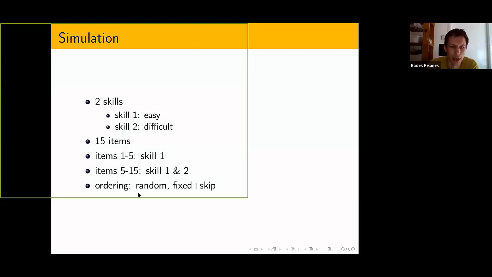And we consider their learning in the random order and in fixed order with some small probability of skipping. In this way, we try to simulate something that we observe in our real-life learning systems, that typically students proceed through items in some fixed order.